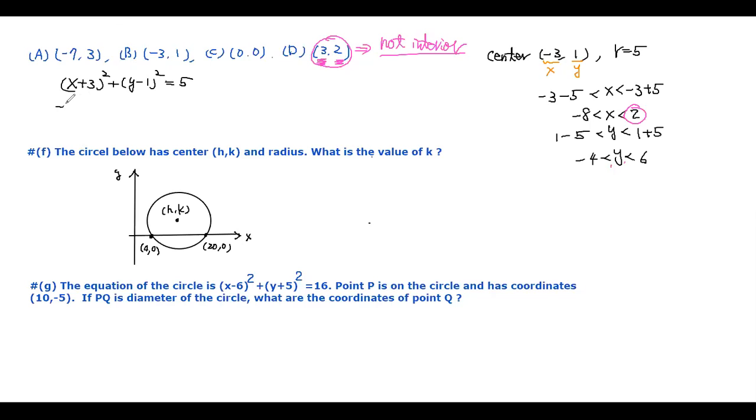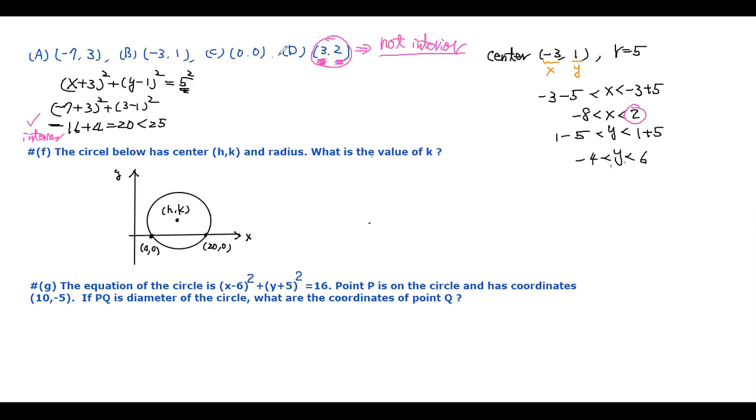For negative 7: negative 7 plus 3 squared plus 3 minus 1 squared. Negative 7 plus 3 is negative 4, and squared is 16. Plus 3 minus 1 is 2, and 2 squared is 4, so it's 20. 20 is less than 25, so this one is inside the interior. That's maybe a more rigorous way to check, but on the SAT, as long as you can find a quick way, that's fine.